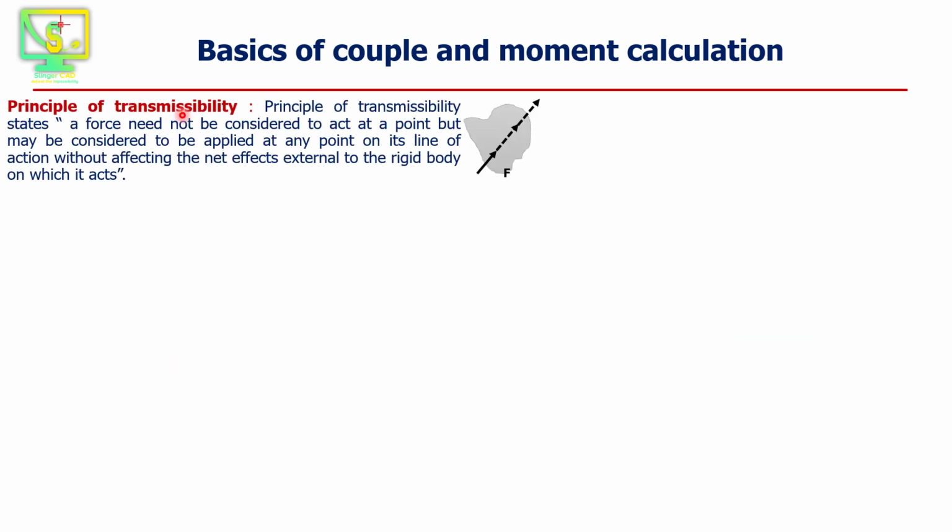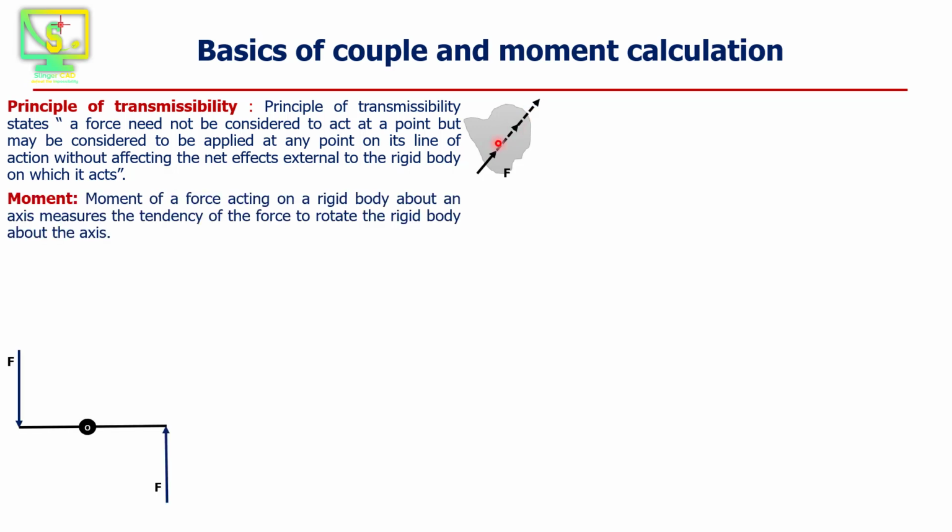Principle of transmissibility. The principle of transmissibility states a force need not be considered to act at a point but may be considered to be applied at any point on its line of action without affecting the net effects external to the rigid body on which it acts. Here in this object, a force F is acting, and it should be considered that the force F is acting on its line of action. So if a force is acting here, it should be considered on its full line of action.